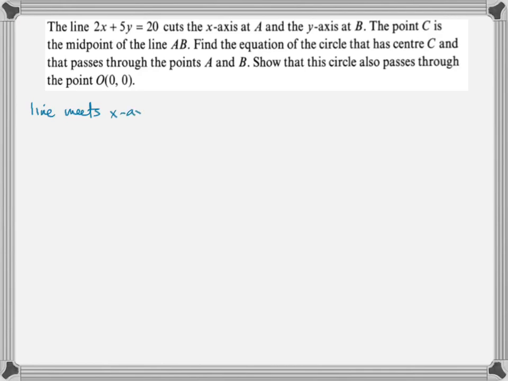Now, another question. The line cuts the x-axis at A and the y-axis at B. Basic coordinate geometry: when a line cuts the x-axis, the y-coordinate is 0. When a line cuts the y-axis, the x-coordinate is 0. The point C is the midpoint of the line AB. Find the equation of a circle that has center C and passes through A and B. That means once I get hold of the coordinates of A and B, the midpoint of AB is the center, so use the midpoint formula.